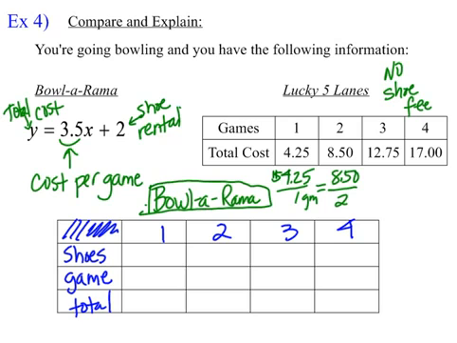So let's start out with shoes. Well, if I play 1 game, the shoes are $2. And it doesn't matter if I play 2 games, 3 games, 4 games. I'm paying that $2 shoe rental cost no matter what. So that's going to be in addition to the games.